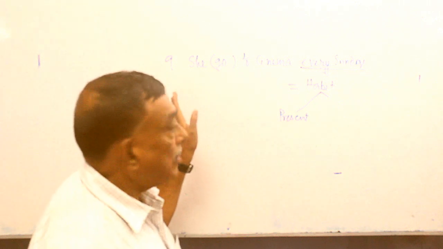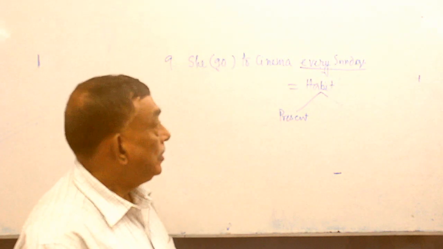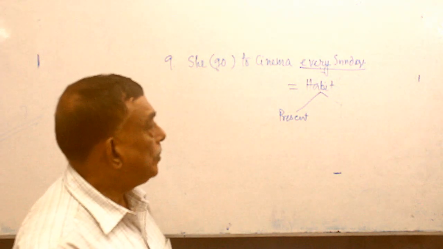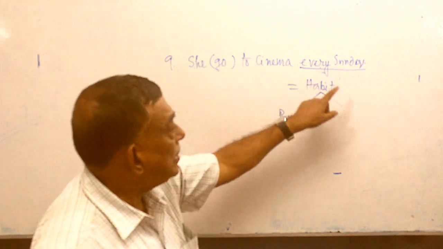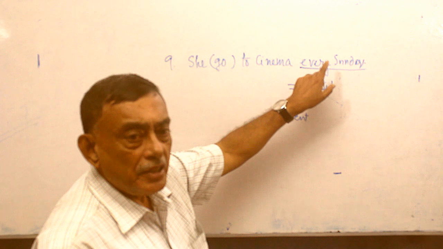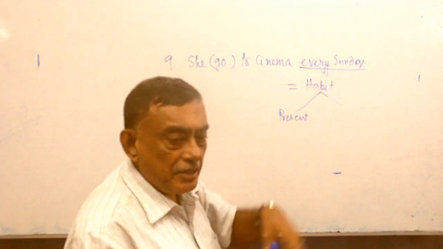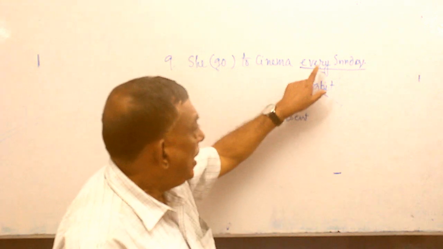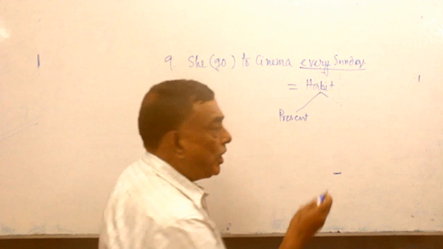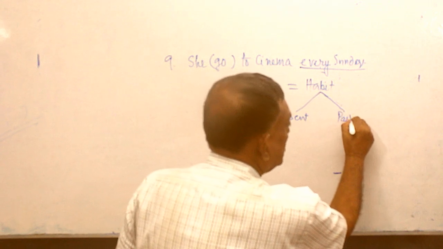Look at question number 9. She go to cinema every Sunday. Now, whenever you read this question, you have to point out first every Sunday. What does it mean, every Sunday? In grammar it is known as an adverb of recurring occurrence. That means it is repeated in nature, and that is equal to habit. Habit may be of two types: first of all, habit of the present tense and habit of the past tense.